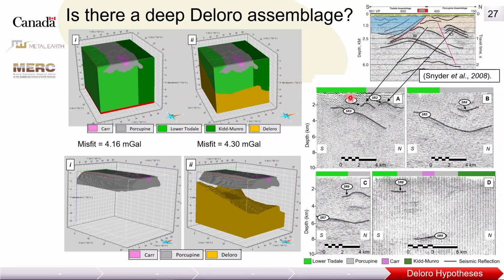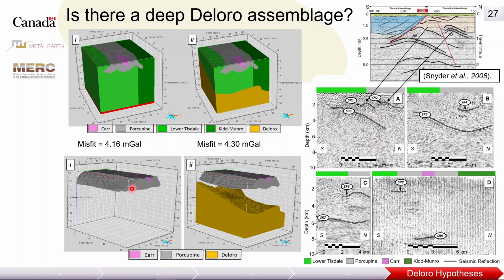And so we have this for the same seismic section that I showed before, but now we're reinterpreting. Before, for example, this SR3 was the bore of porcupine assemblage. Now the porcupine assemblage is thinner. And it's the same for this part here. And it's in agreement with previous study, right? So it's supported by other studies.